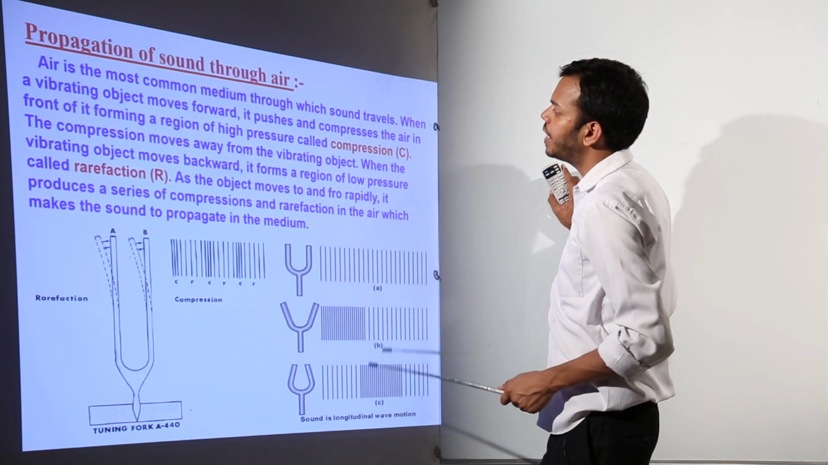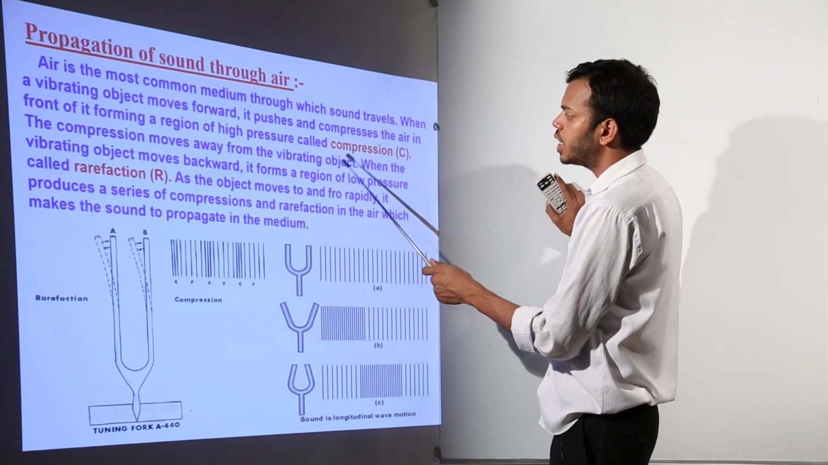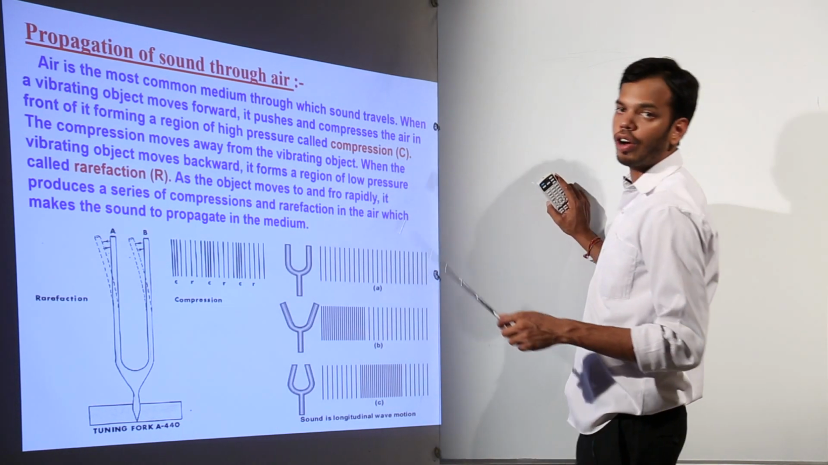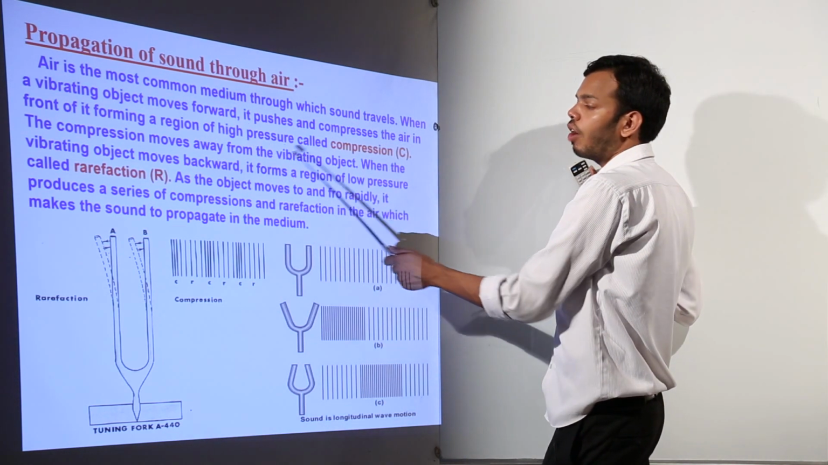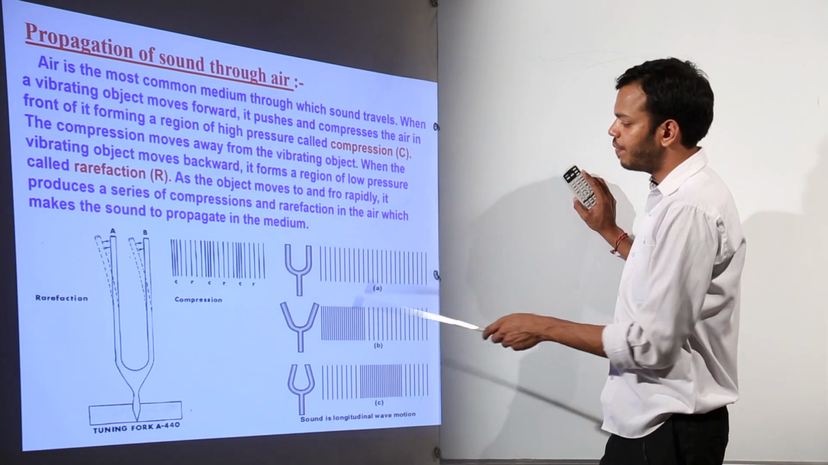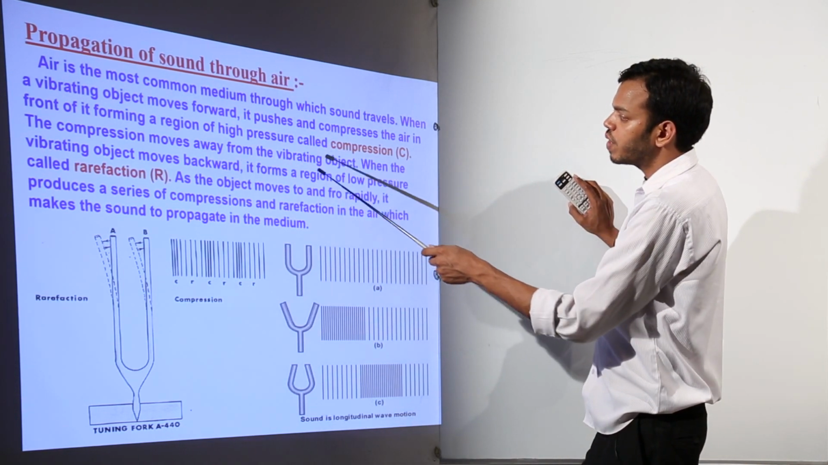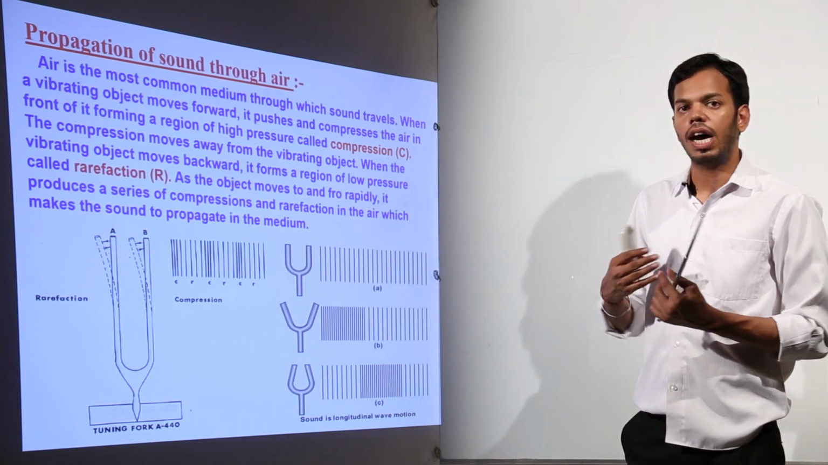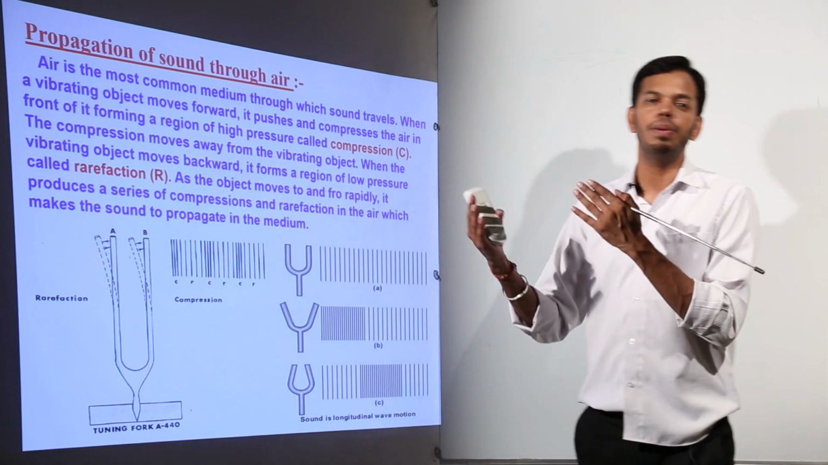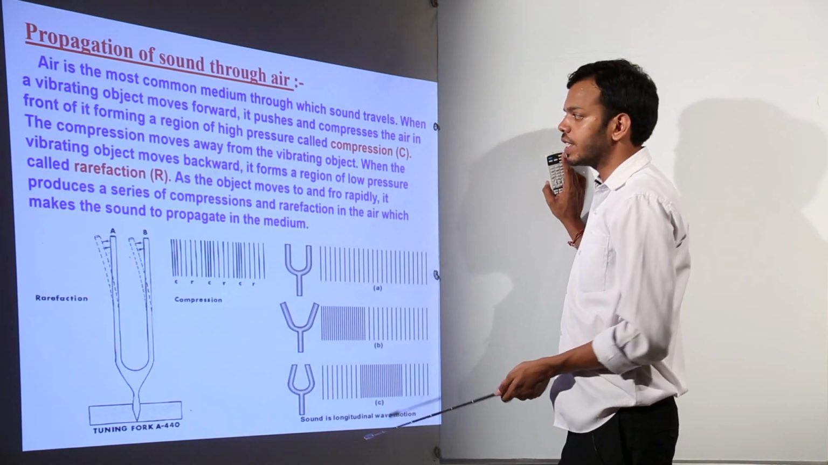Air is the most common medium through which sound travels. When a vibrating object moves forward, it pushes and compresses the air in front of it. We are talking about the particles of the air medium, forming a region of high pressure, which is called compression, where the particles are close, and the compression moves away from the vibrating object. When the vibrating object moves backward, because after every compression it comes back, it forms a region of low pressure, which is called rarefaction.